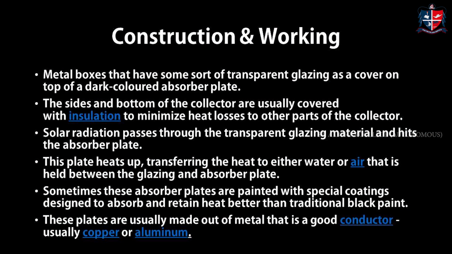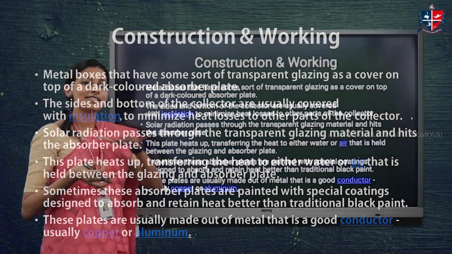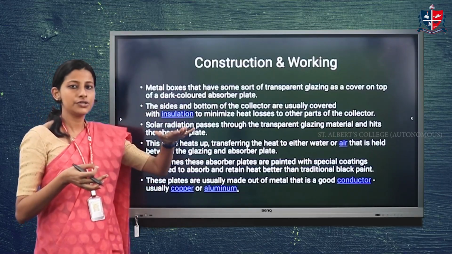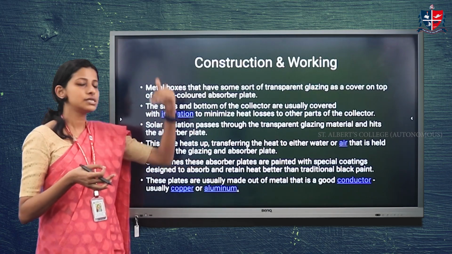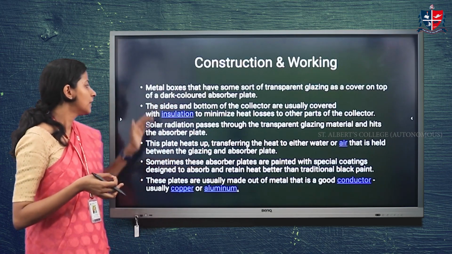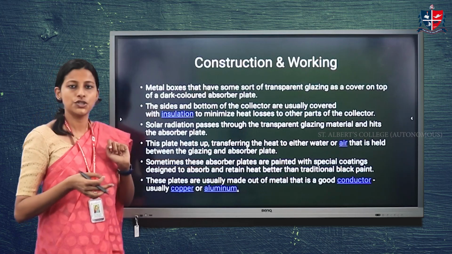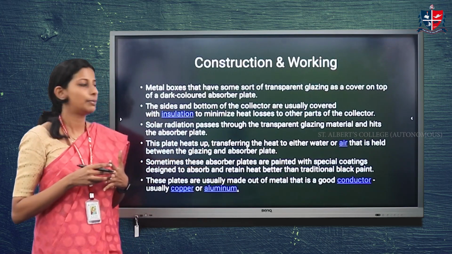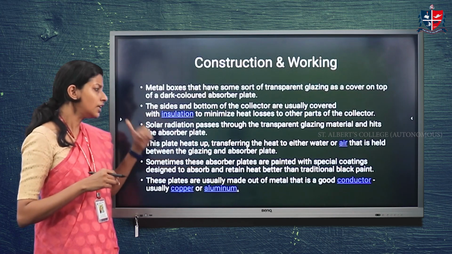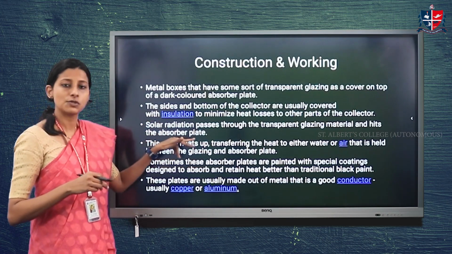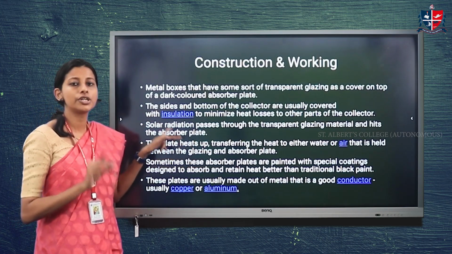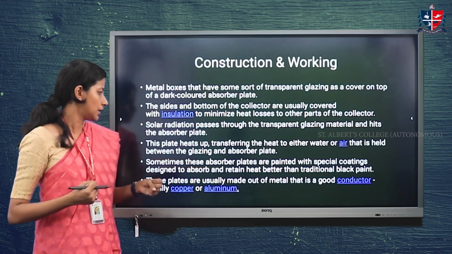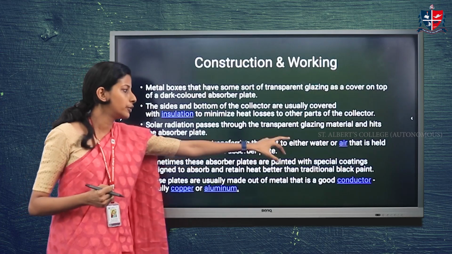As I said, there is a metal box that has some sort of transparent glazing. That is normally glass, a covering to the flat plate collector. Through this glass, solar radiation enters. Then at the sides and bottom, we have insulation. The purpose of insulation is to minimize the heat losses to the other parts of the collector. Then inside we have the absorber plate. It is the most important component of any solar collector. This absorber plate will absorb maximum radiation, and that is transferred to the water or air.